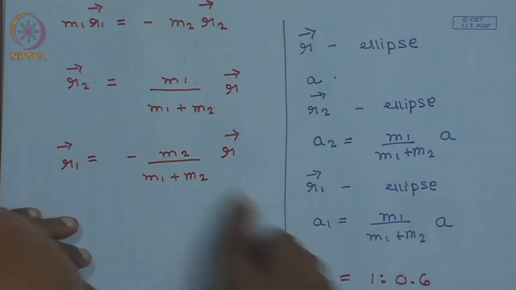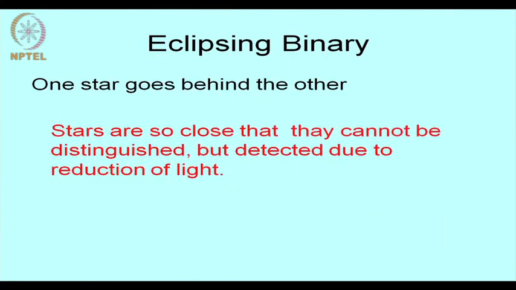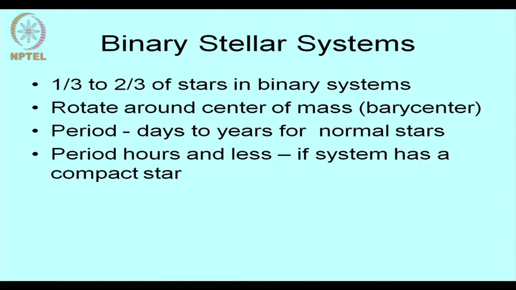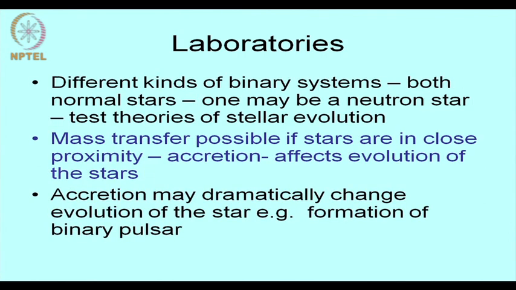Then, having told you this, I gave some motivation why we are interested in binary systems. A large fraction of the stars are found in binary systems, and they are also very useful laboratories for studying a variety of things, including that they are possibly the only situation where you can determine the mass of stars, and they also let us study the interaction and accretion between stars.